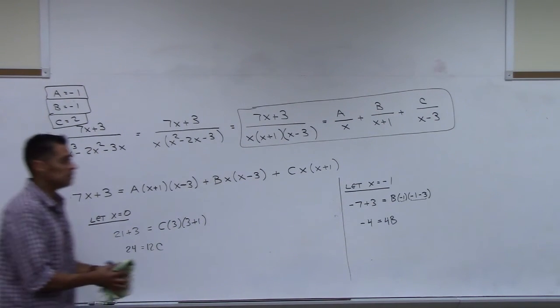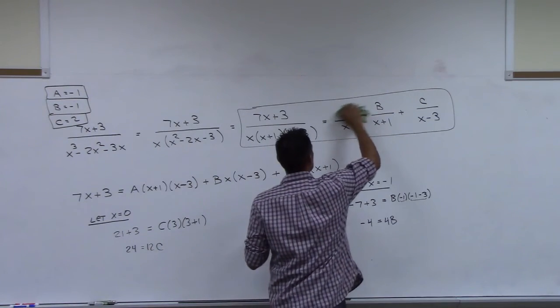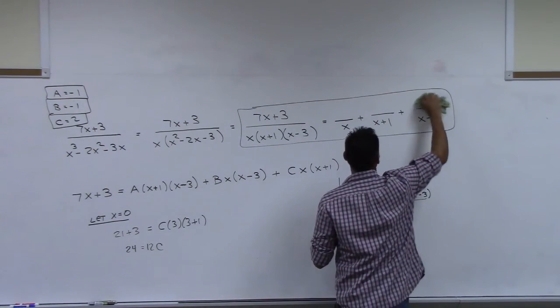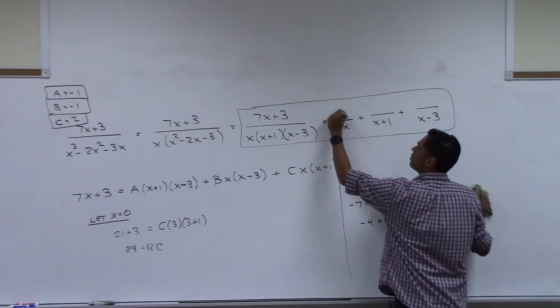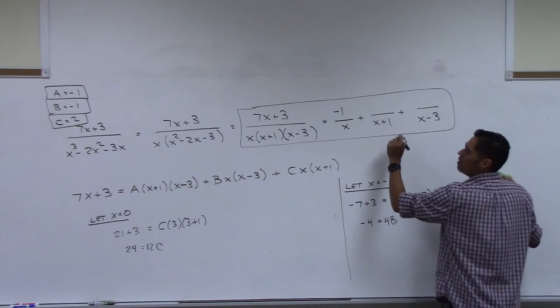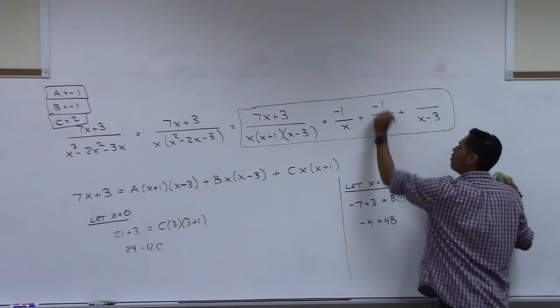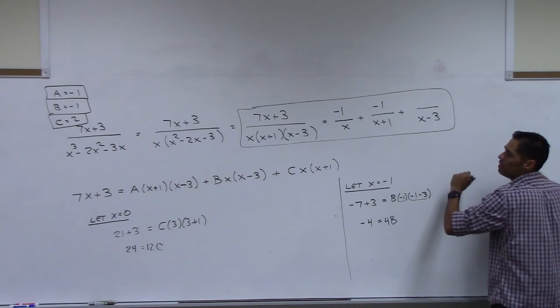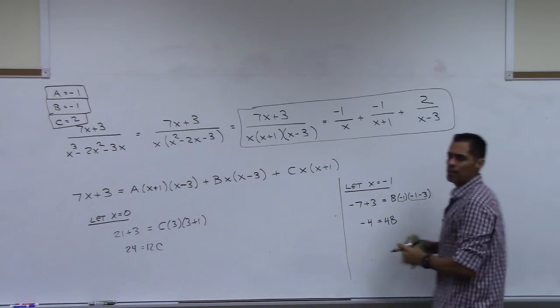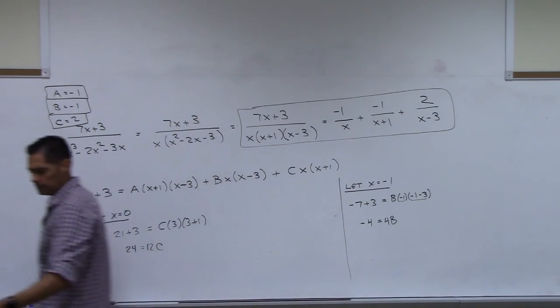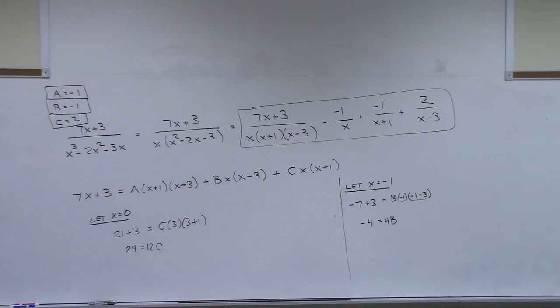Final answer is not that. Your final answer is this rewritten. Your final answer is negative 1 over x plus negative 1 over x plus 1, and then plus 2 over x minus 3. Good. That was a good question.